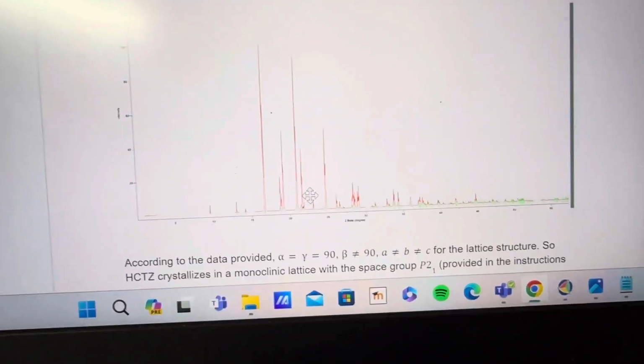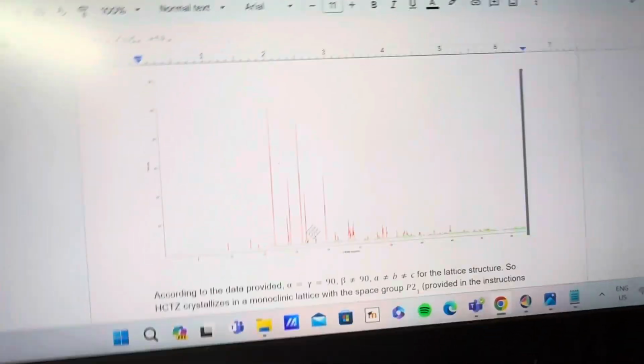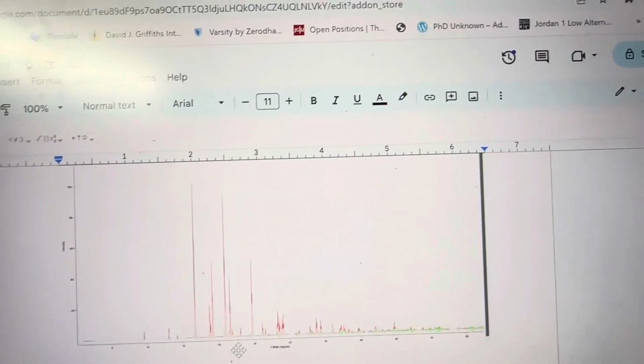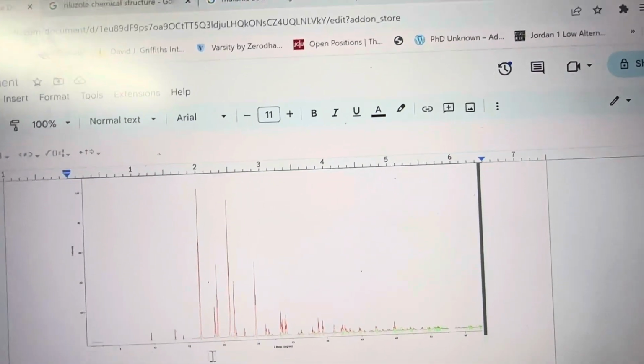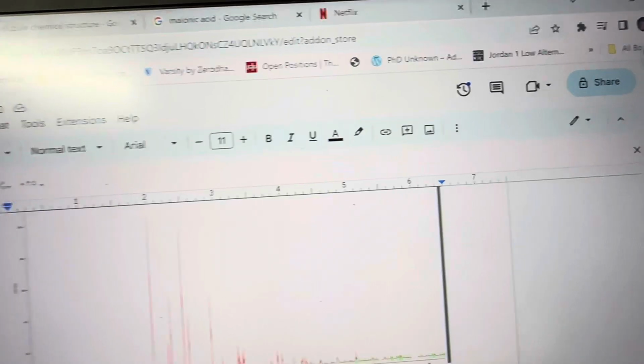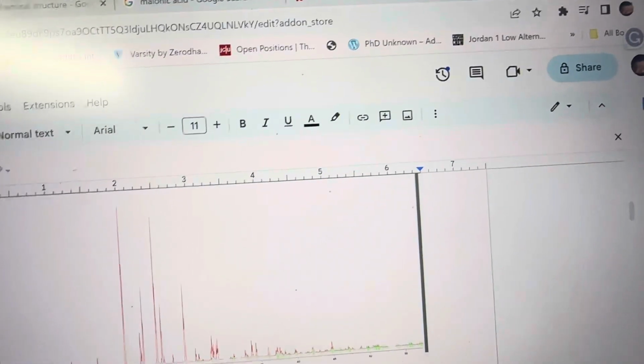From the data set that has been provided, the parameters are alpha equal to gamma equal to 90 and beta is around 118 degrees. So it's a monoclinic lattice, and the space group mentioned was P21.